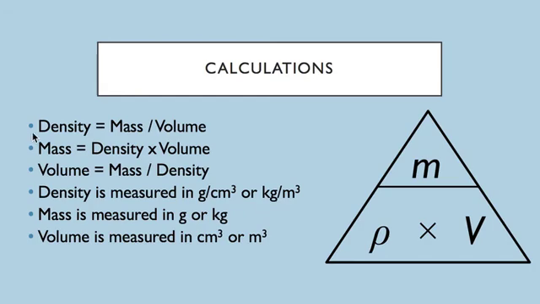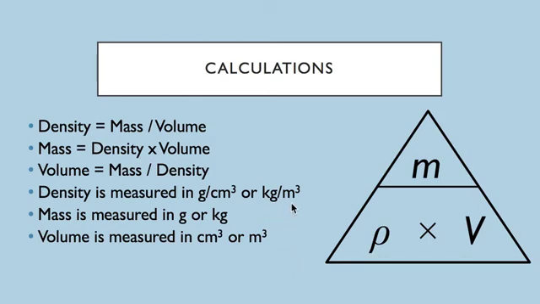You need to be able to do some calculations with this. So our definition of density is mass divided by volume. You could potentially use a triangle or just learn how to rearrange these equations. So density, rho, if I wanted to find what that is, I put my finger over that if I was using a triangle, and that'd be the mass divided by the volume. Mass equals density times volume. Volume equals mass divided by density.